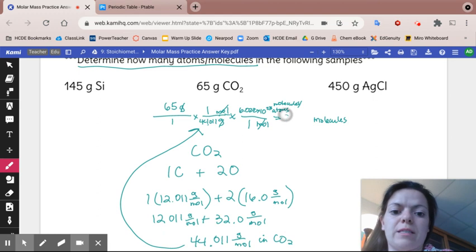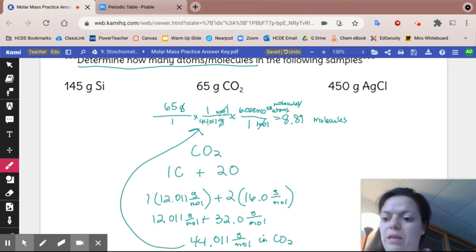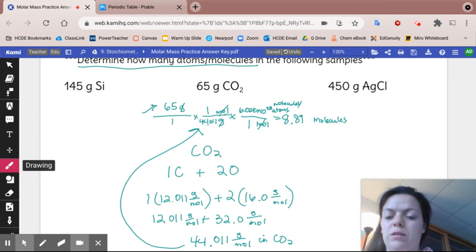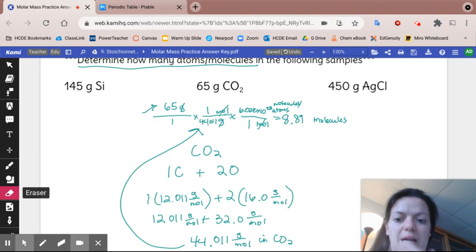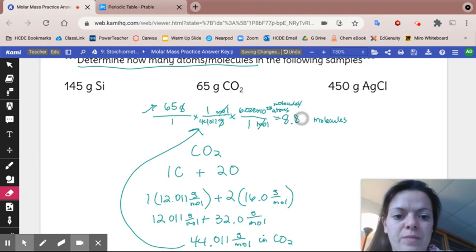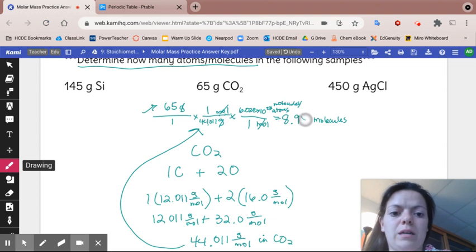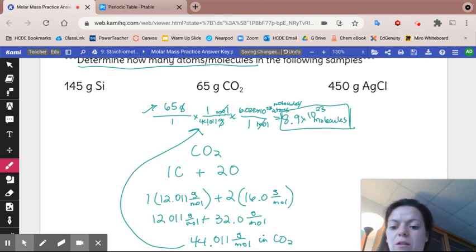And my final answer is going to be 8.89. Oh, I need 1 fewer significant figure because 65 started out with only 2 significant figures. When I'm multiplying and dividing, I have to use the least number of significant figures. Okay, so I need to round this to 8.9 times 10 to the 23rd molecules. And that is my final answer.